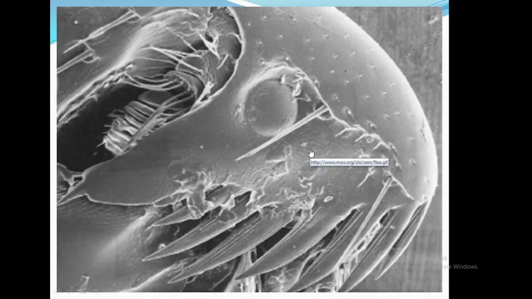This is one of the examples of scanning electron microscopy.